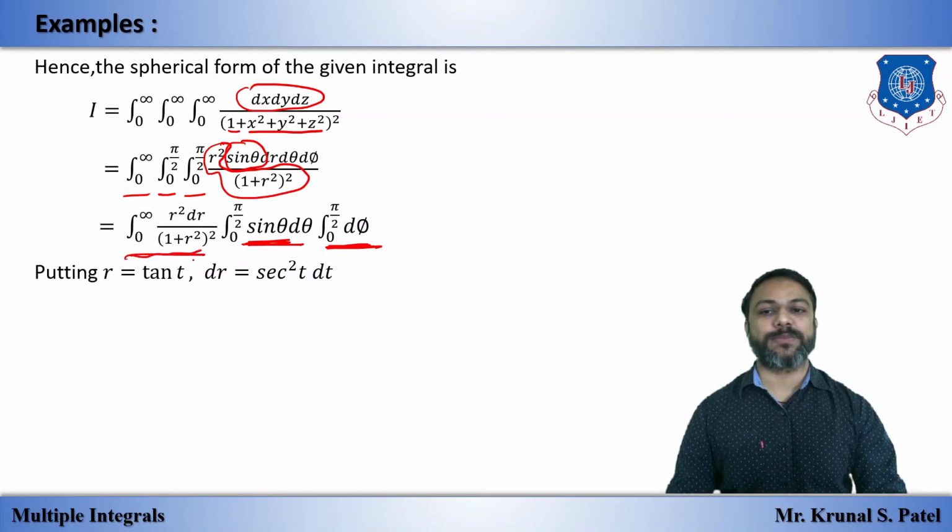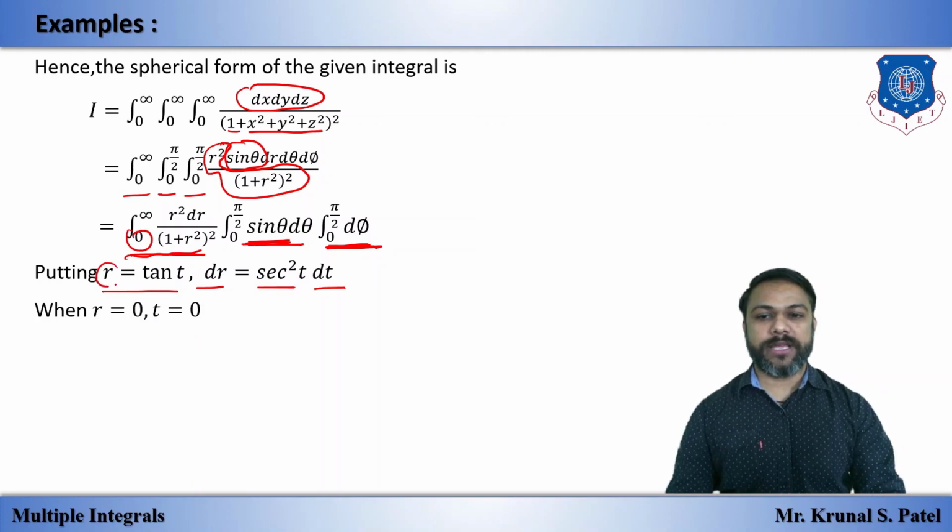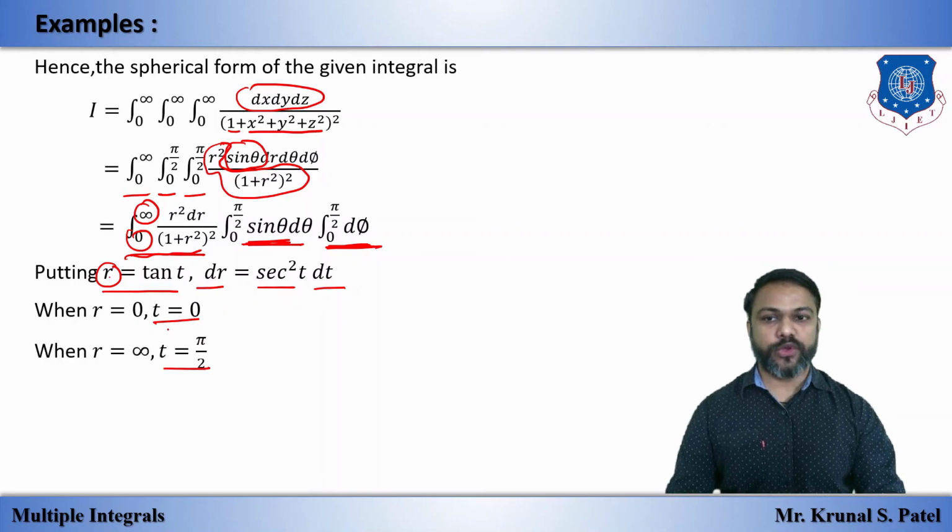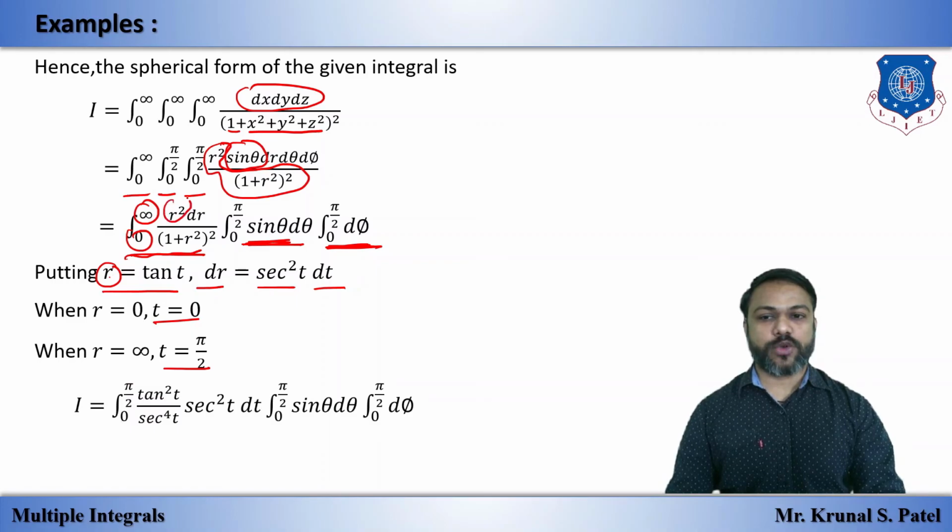But to integrate this with respect to r, we need to suppose r is equal to tan t. So dr is equal to sec square t dt. Now we will convert the limits. If r is equal to 0, tan inverse 0 is 0, so t is equal to 0. If r is equal to infinity, tan inverse infinity is pi by 2, so t is pi by 2. So the new limits will be 0 to pi by 2. Here r square is tan square t, and in the denominator 1 plus tan square is sec square, raised to 2, that means sec raised to 4, and dr becomes sec square t dt.